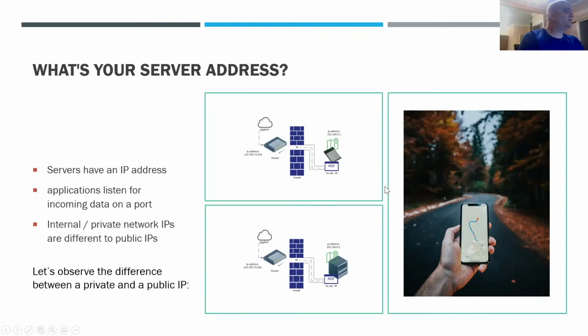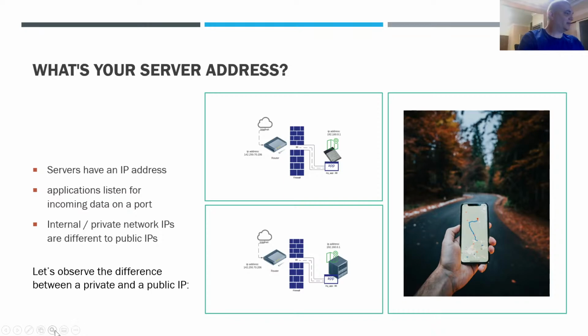All right, so we've talked about the fact that we have a client and a server. Now, we need to figure out where that server is. We need to find out what address it lives on. Servers have an IP address. Applications listen for incoming data on a port. And there is a difference between the internal and the private network of an IP.